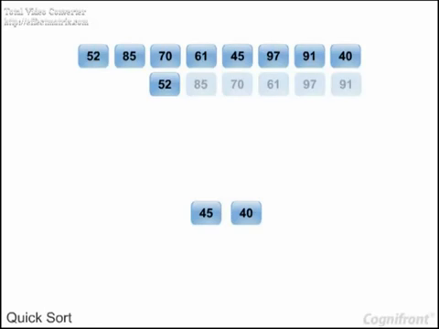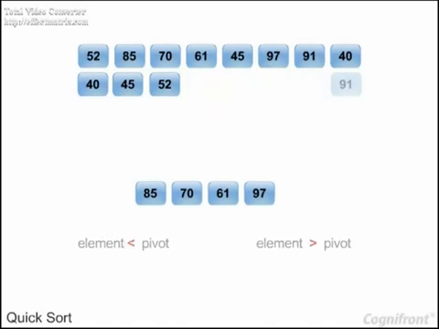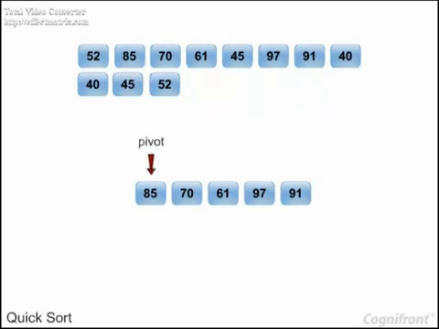Let's consider the first array. Here, pivot is 45 and it is partitioned into 40 and nil. Now let's sort 40 and combine 40 and 45. Let's consider the second array. Here, let's select pivot as 85.